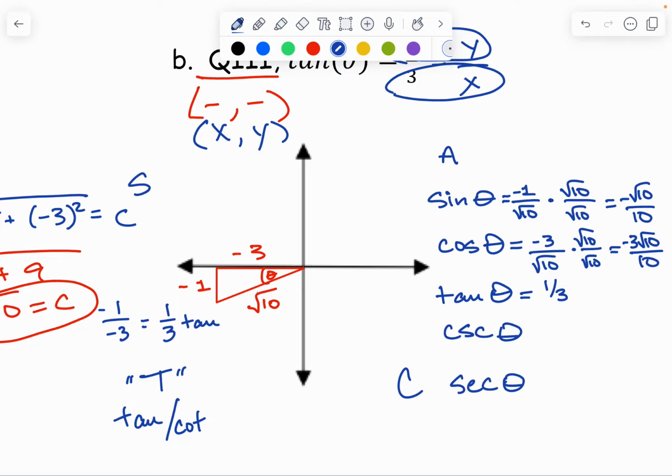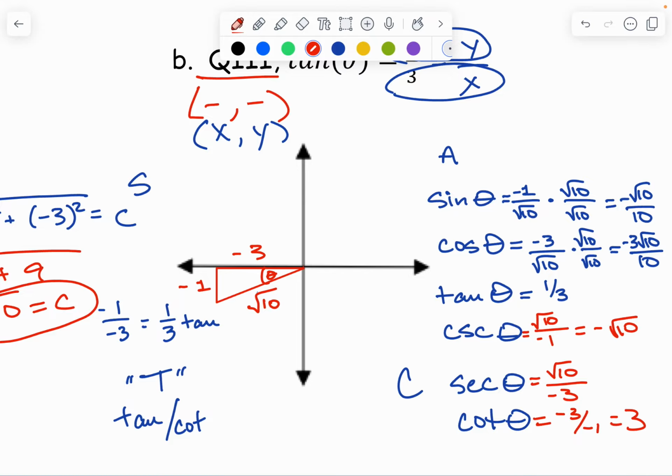Now, for these others, cosecant, secant, and cotangent, these are all reciprocals. So I'm going to actually take what I have above and just flip it. So that would make the cosecant root 10 over negative 1, which is just negative root 10. For secant, it would be root 10 over negative 3. And for cotangent, it would be negative 3 over negative 1, which is just 3.